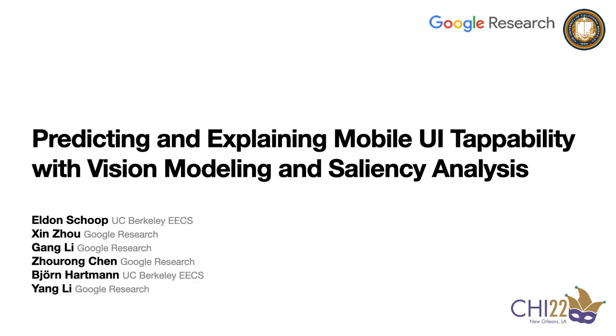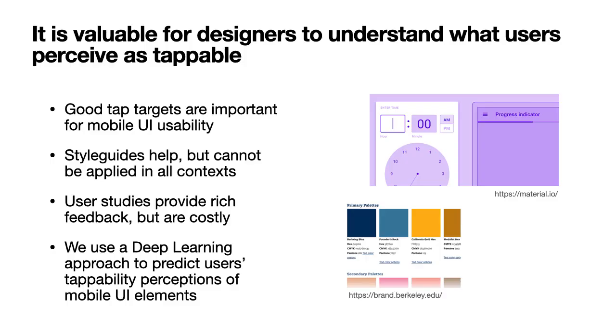Hi, I'm Eldon Schoop, and I'll be presenting our paper, Predicting and Explaining Mobile UI Tappability with Vision Modeling and Saliency Analysis. Tapping is a core gesture in mobile user interfaces.